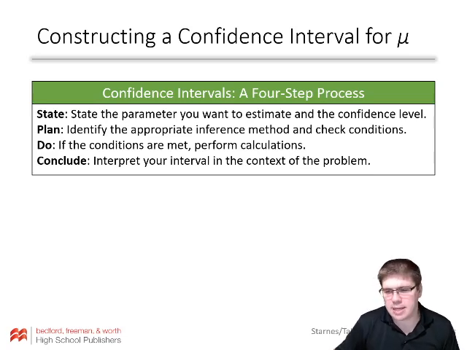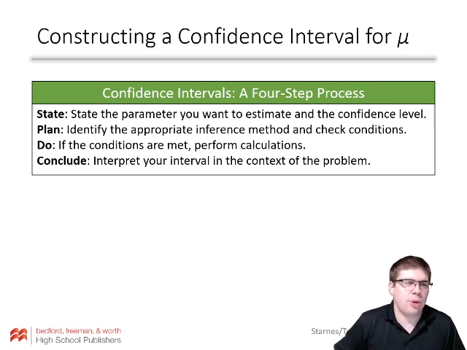Hey AP Statistics. In this part 2 video of 8.3, we're going to put it all together. We're going to do the state, plan, do, conclude for confidence intervals for mu. So state, these are going to look identical to what we've done before, only we're going to be doing it for confidence intervals for mu now instead of p.